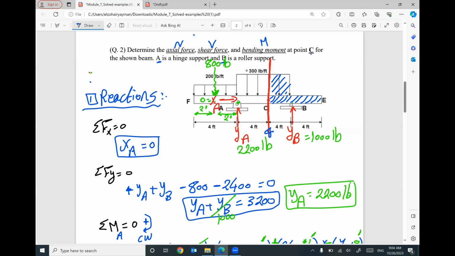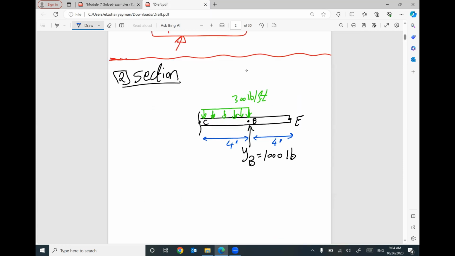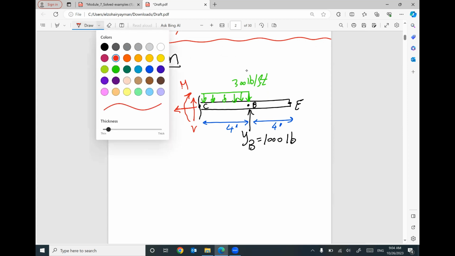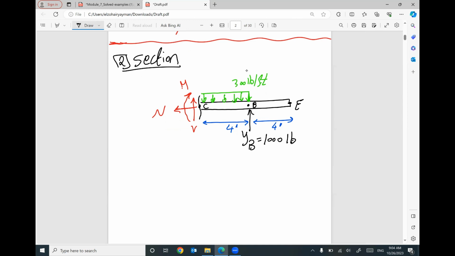Nothing else on the right part from C to E. But keep in your mind, at your cut I should put 3 internal forces, capital N, capital V and your moment. Once you set up your part and the given reaction and the distributed load, and at your cut we have 3 internal forces, I can apply the 3 equilibrium equations.